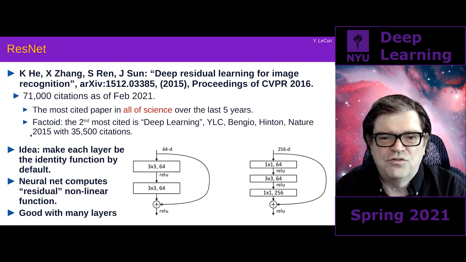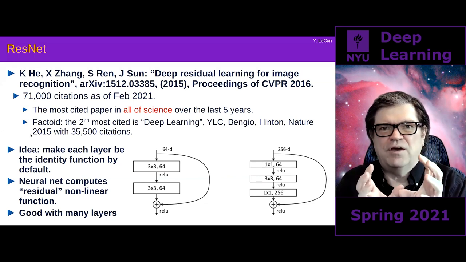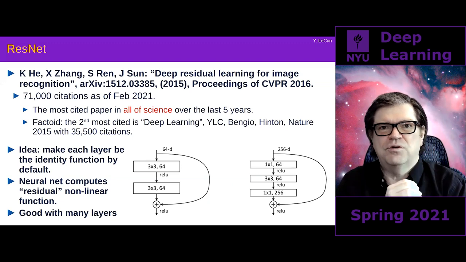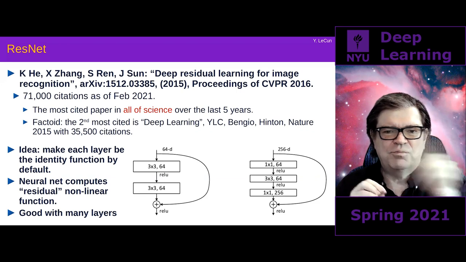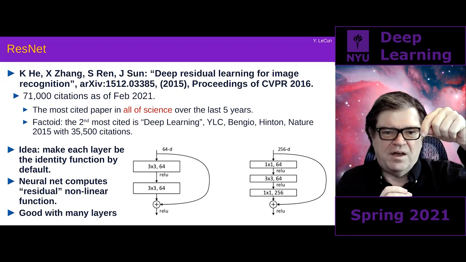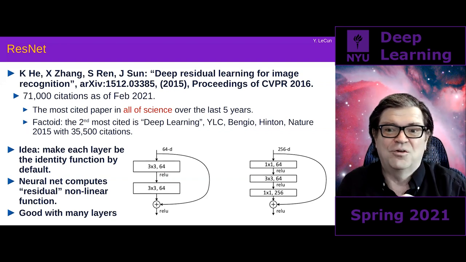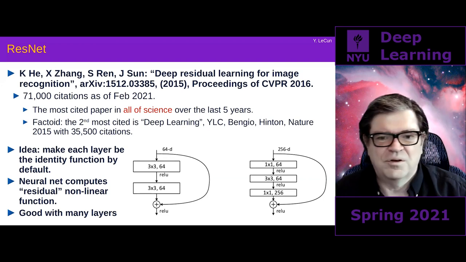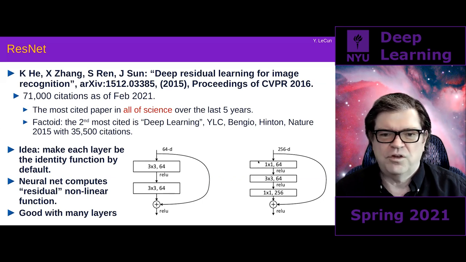So the basic idea of ResNet is to, by default, make a group of two or three layers compute the identity function. So it basically copies its input on its output. You don't change the size, you don't do anything. You just copy the input on the output, and then you have a few layers of a neural net that compute the deviation, or the so-called residual, from the identity. There are various ways of building those things, and you stack them up.